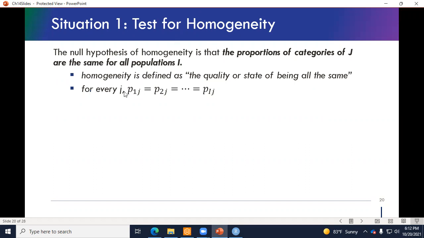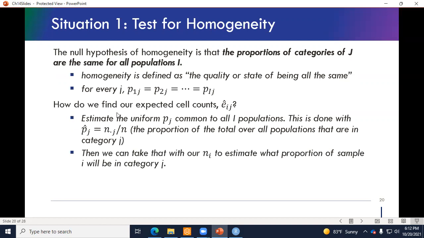That is saying that for every j, this P1j, P2j, up to PIj, with our I populations, the proportions are always the same for each of the categories. Homogeneity is defined as the quality or state of being all the same.